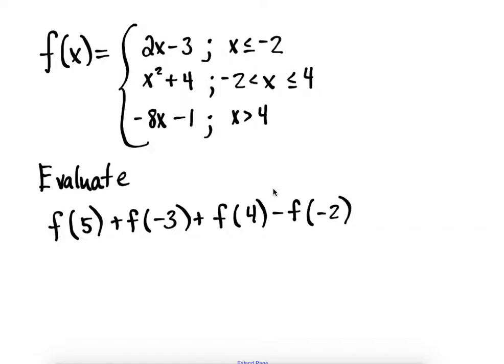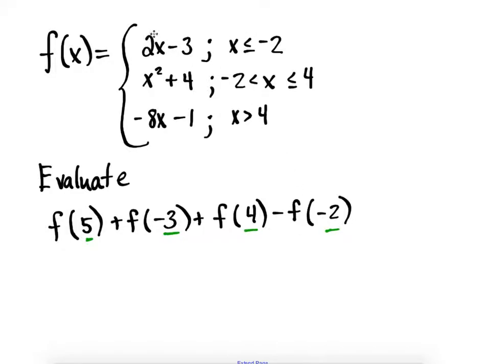I've had a couple of questions on evaluating piecewise functions, so I thought I'd do a couple examples. So if you were asked to evaluate f of 5 plus f of negative 3 plus f of 4 minus f of negative 2, and you were given this piecewise function, then you have to first see where these numbers fit into each one of these.